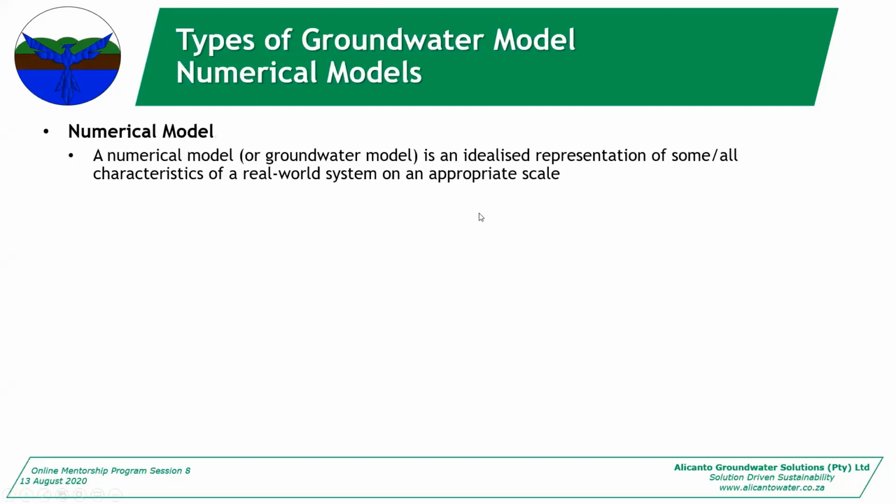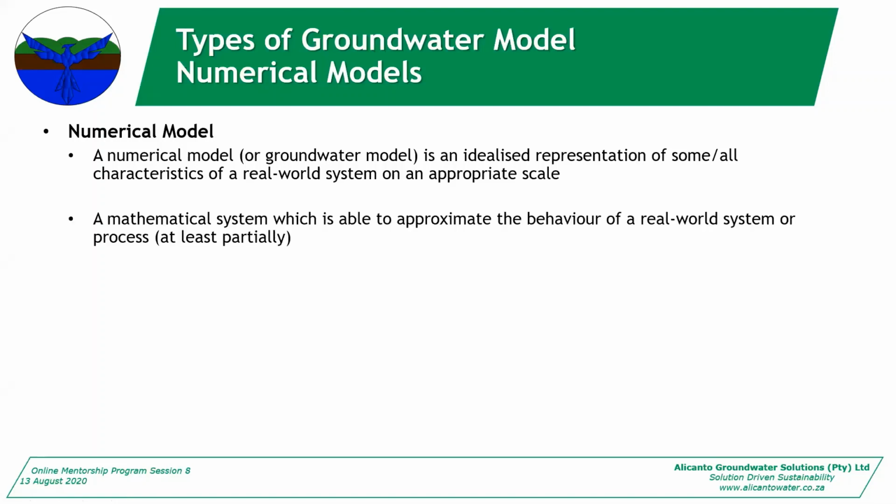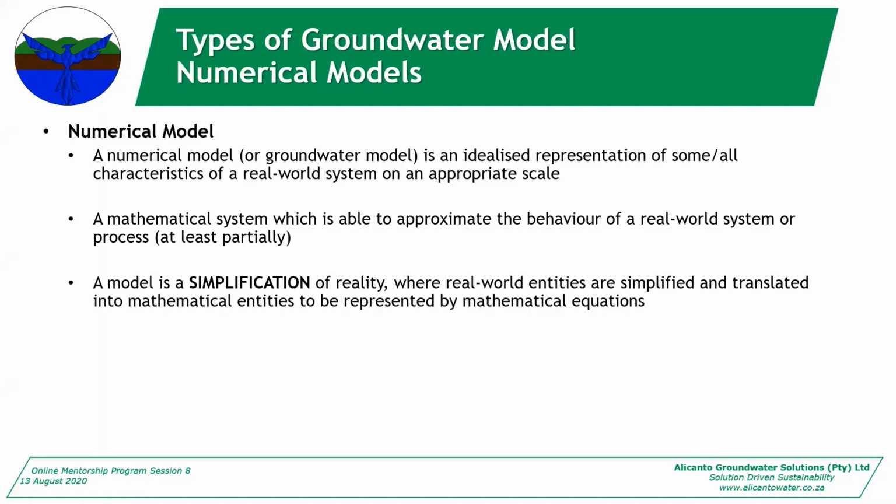Then the other type we use is a numerical model. A numerical model is an idealized representation of some or all of the characteristics of a real-world system on an appropriate scale. It's a mathematical system which is able to approximate the behavior of a real-world system or process, at least partially. And remember, a model is a simplification of reality, where real-world entities are simplified and translated into mathematical entities to be represented by mathematical equations.